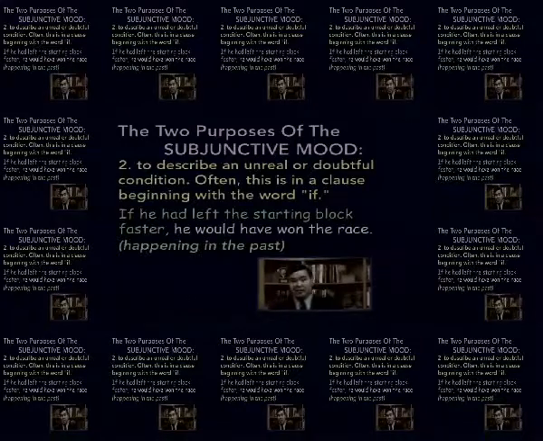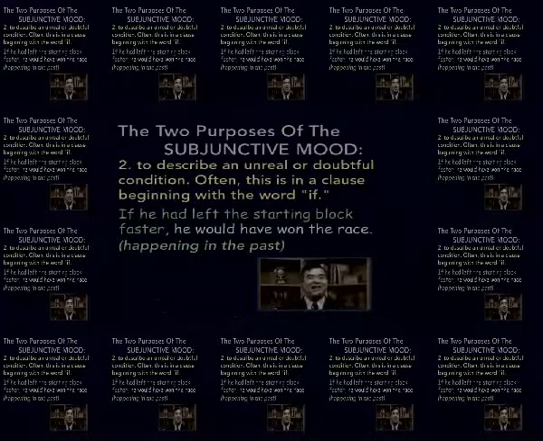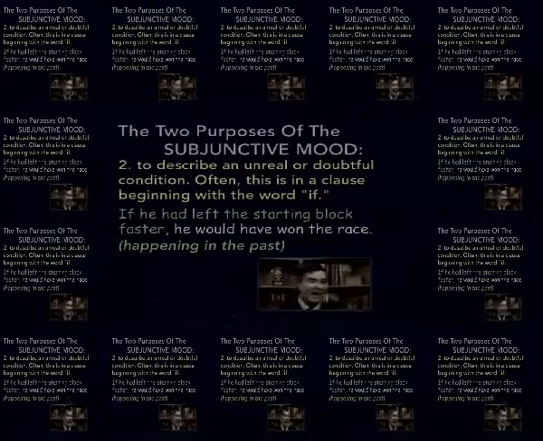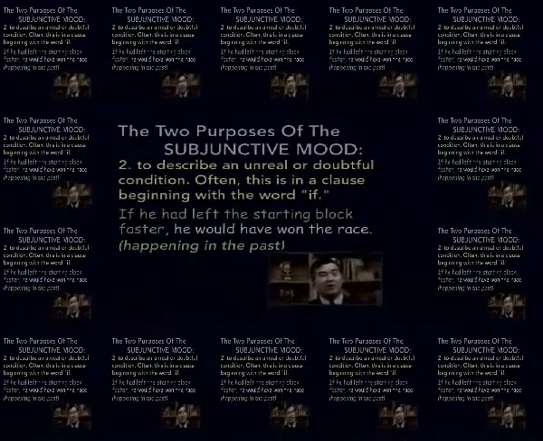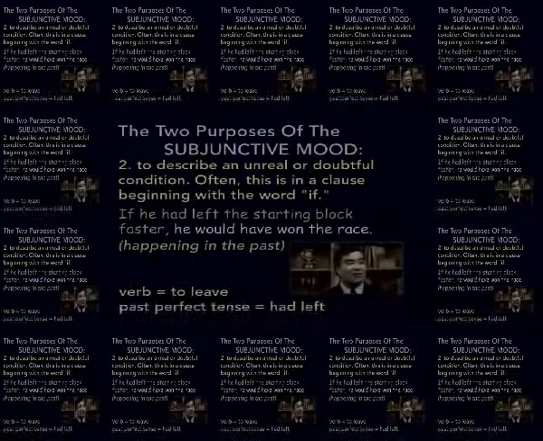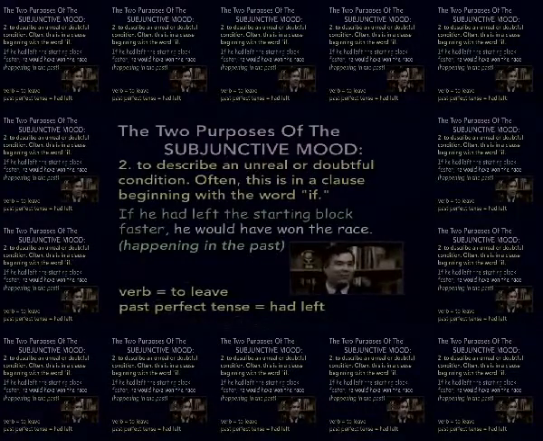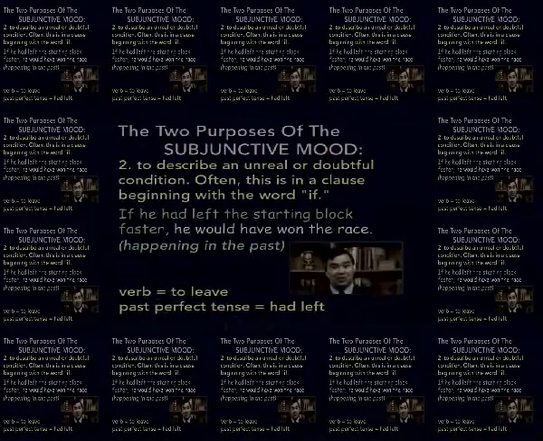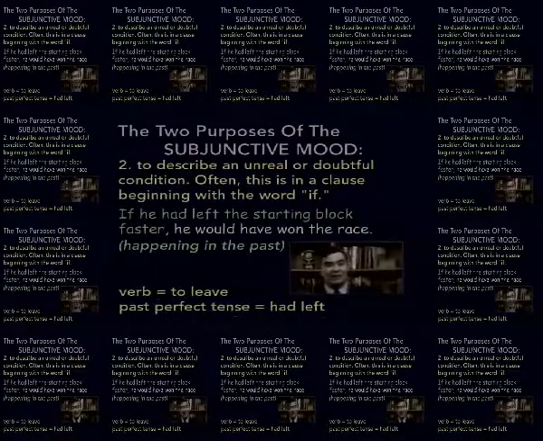And remember, we said a moment ago that to create the subjunctive mood in the past, we want to use a verb that looks the same as the past perfect. The past perfect is formed with the helping verb had and the past participle of the verb. Here we're talking about the verb to leave, and the past perfect form of the verb to leave is had left. So had left is the subjunctive mood verb for this particular sentence, since we're describing an unreal condition and we're describing something from the past. So the sentence correctly reads, if he had left the starting block faster, he would have won the race.